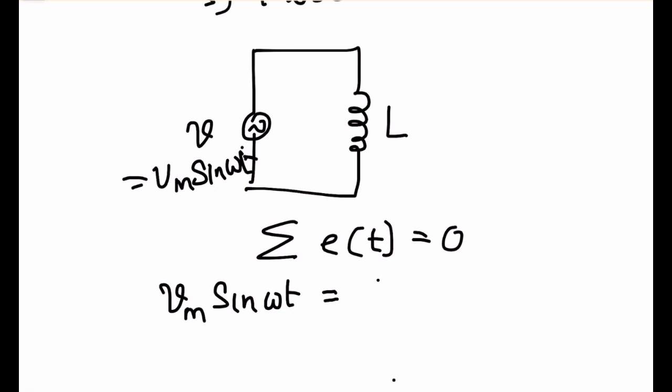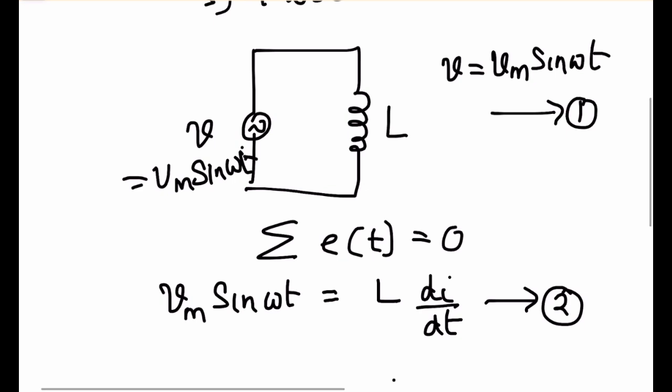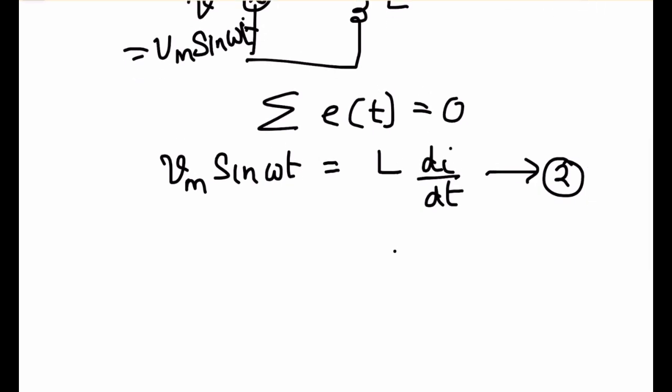The voltage across the inductance is L into di by dt. First we will write the applied voltage equation: V is equal to Vm sine omega t, equation number 1, and let this be equation number 2. Next is the current equation. To find the current, let us utilize equation number 2. Setting dt on this side, we get Vm sine omega t dt is equal to L into di.